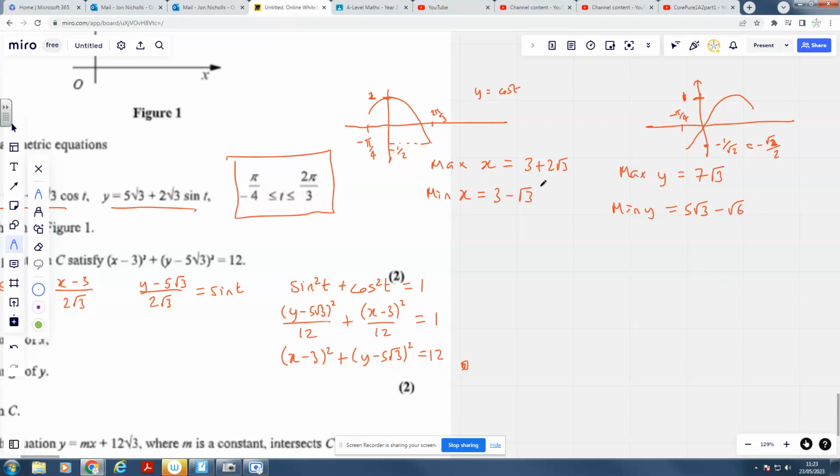Cool. And so I've got the range of x and the range of y. You might want to write it like this at the end. 3 minus root 3 is less than or equal to x, which is less than or equal to 3 plus 2 root 3. And then, similarly, 5 root 3 minus root 6 is less than or equal to y, which is less than or equal to 7 root 3. Yeah?